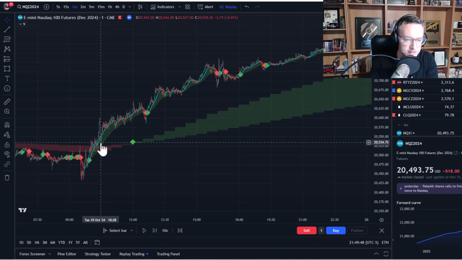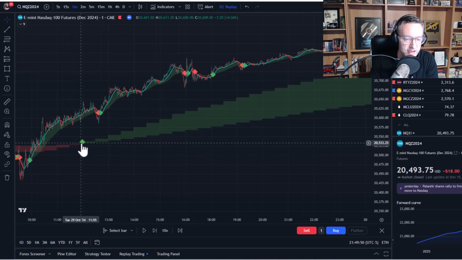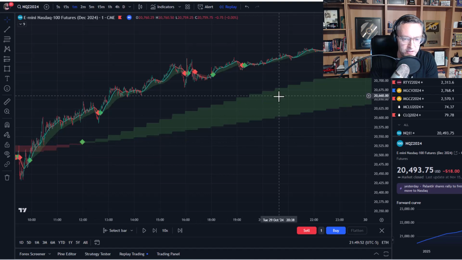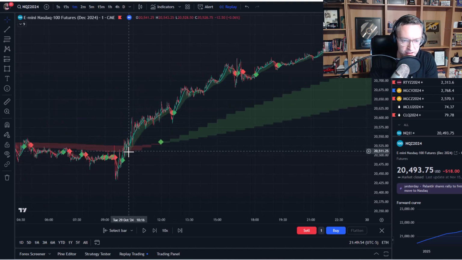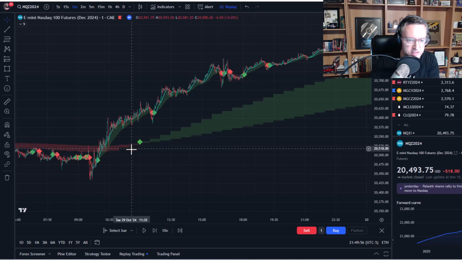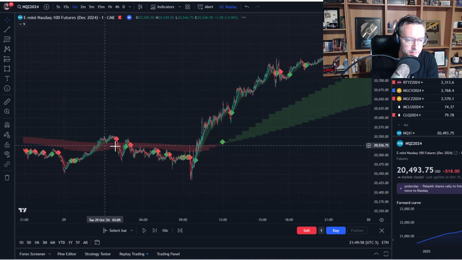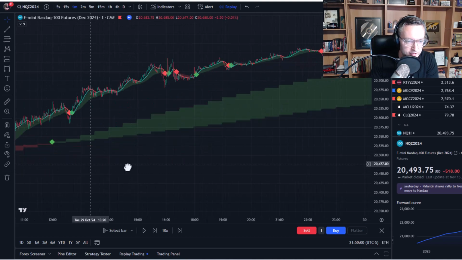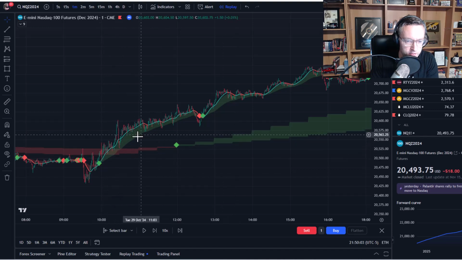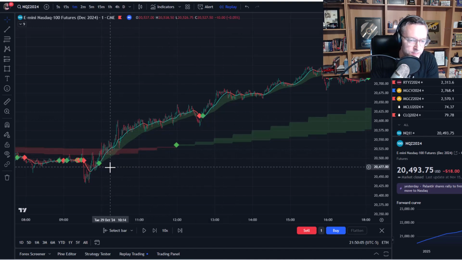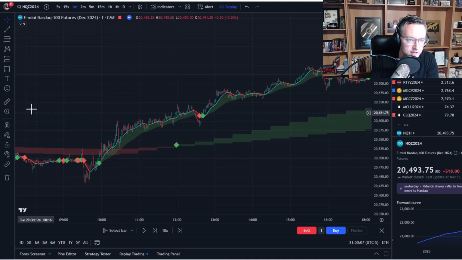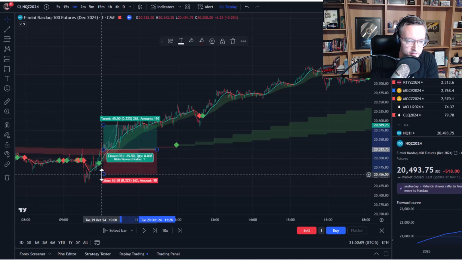Because I wasn't yet in a green, bigger cloud, I may or may not have been agreeing. It would have still been a risky buy if I bought here because the bigger cloud was still red. But, as you can see, this smaller cloud right here was green. So it could have been risky if I tried to get in the trade here, but I could have done a trade here.